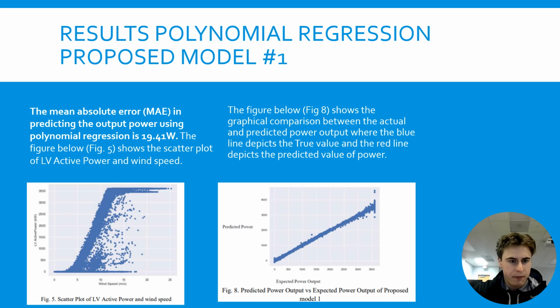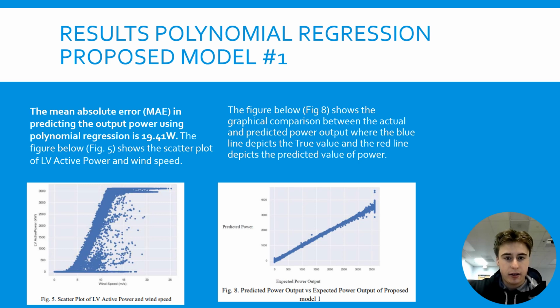And he was able to find the mean absolute error in predicting the output power, which is 19.1 watts, which when you're dealing in kilowatts is very, very accurate. So as you can see, sorry, the images are a little bit blurry, but you kind of see how it goes in this shape fashion. And there are some amounts of outliers, but you could get the general picture.